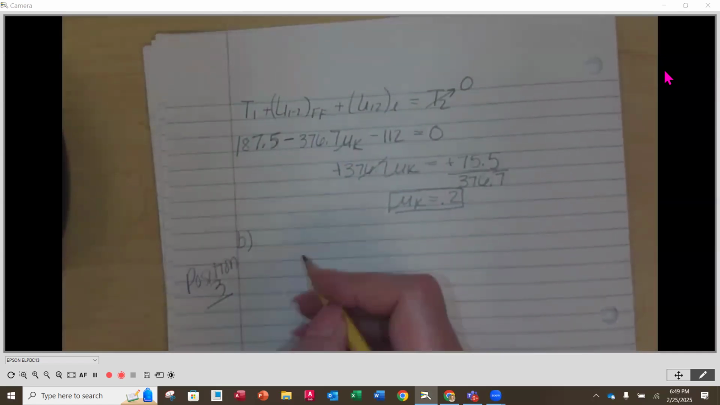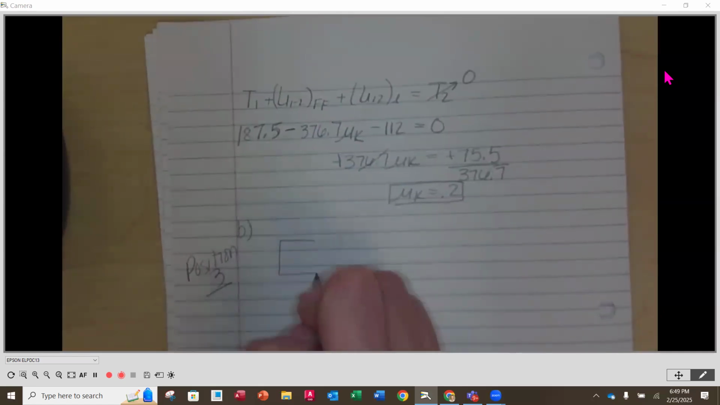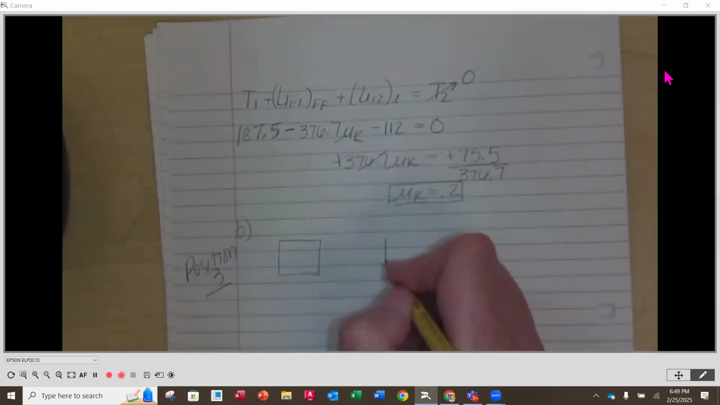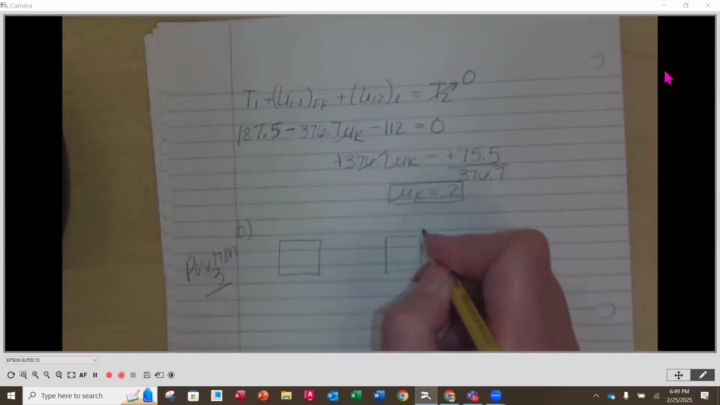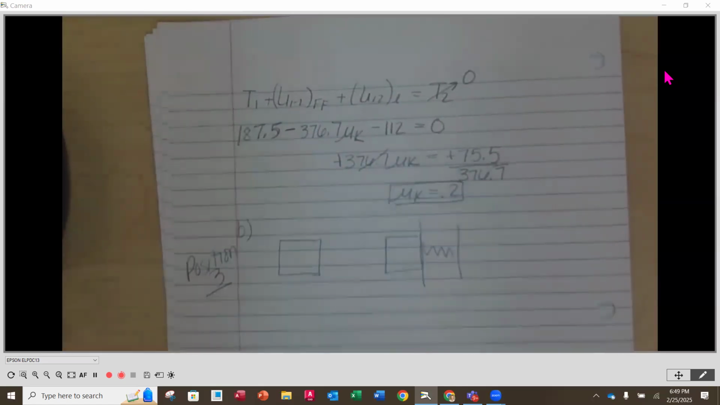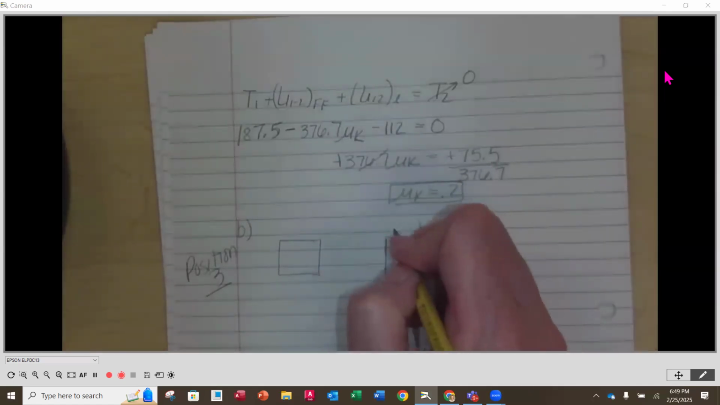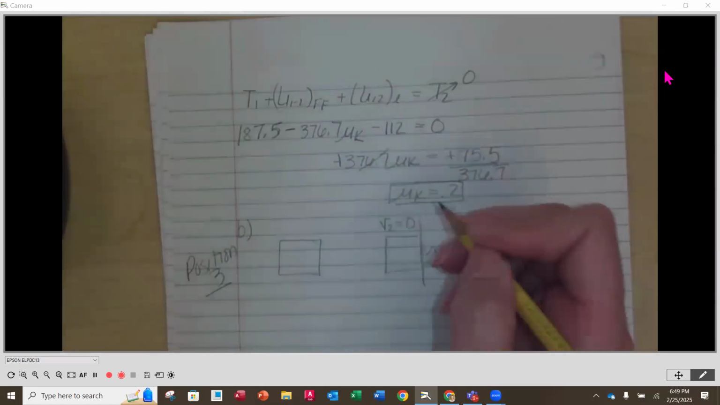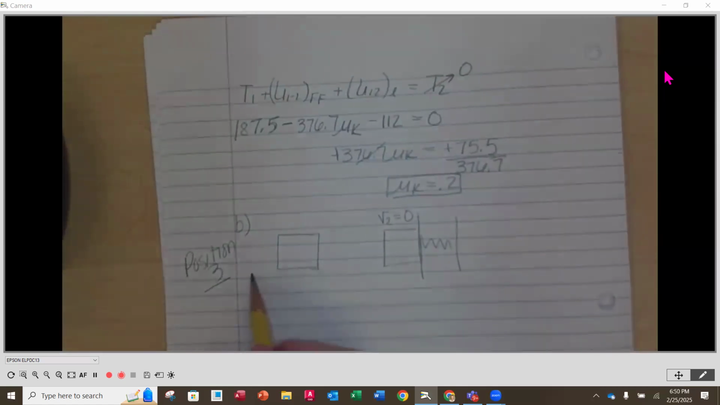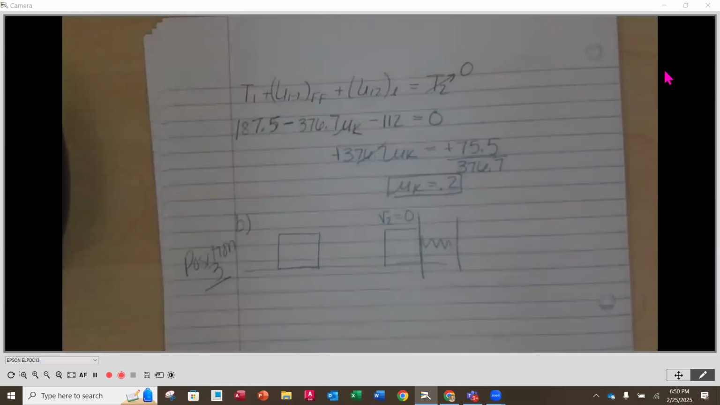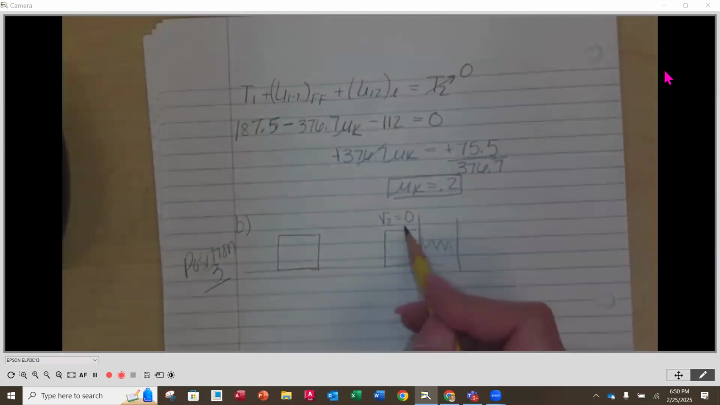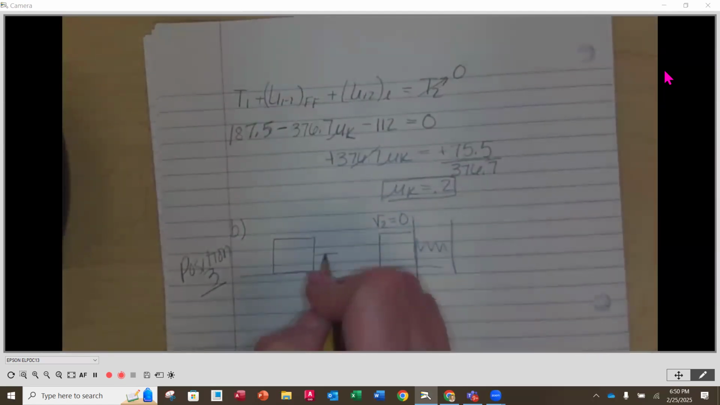Okay. And what I'm going to do is draw a sketch of what we have. So this is position 2. So we're going to call this V2 equal to 0. As it hits the spring, it compresses it the 40 millimeters, and now it's at that position right there where it's just ready to change direction. Okay, so it's a velocity of 0 at that point. Okay, that's position 2. Now it's going to start going back in the opposite direction.